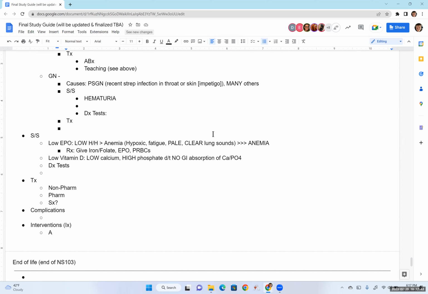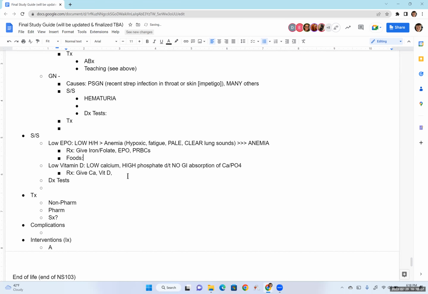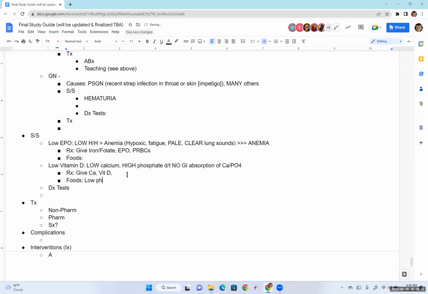Okay, so what else? Low vitamin D. How do you fix that? You can give calcium, right? But cool. What else can you do? Give vitamin D. What else? Good. So we got to add on foods here. So foods, right? So you recommend low phosphorus, such as, and high calcium, such as. Okay. But give calcium, vitamin D, and what else?